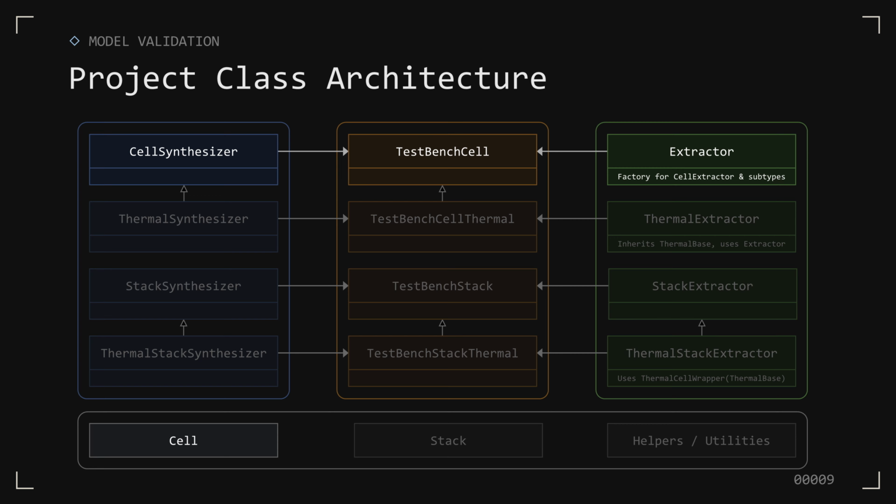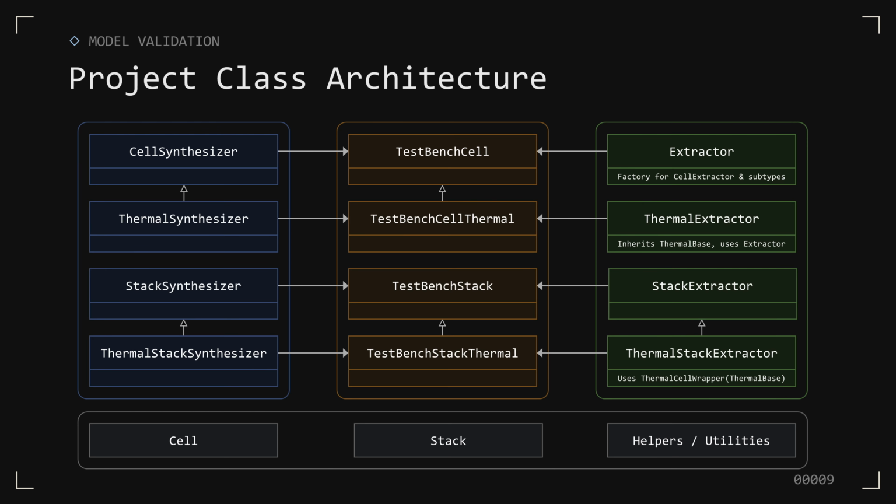The synthesizer generates reference cells, the test bench verifies them, the extractor pulls parameters out of the datasheet inputs, and the cell class turns those parameters back into a curve. From here, the stack and thermal layers inherit from these same base classes. The single diode equation doesn't change. A stack just puts cells in series, and the thermal layer adds temperature dependence. But at this point, the cell model is done. You can reproduce an accurate solar cell model from just 4 operating values on the datasheet.